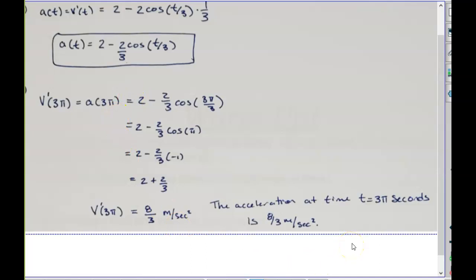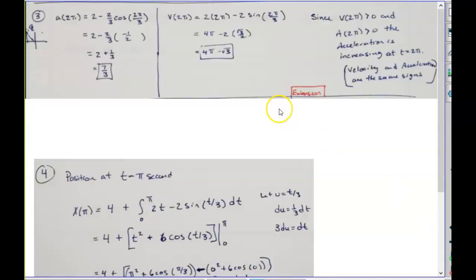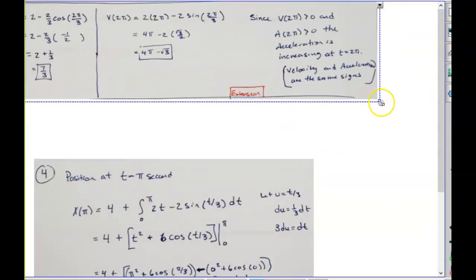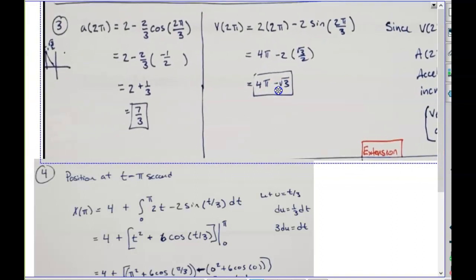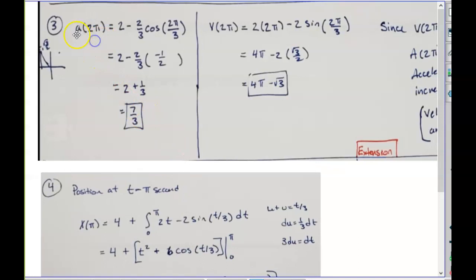So, all right, number 3. Is the particle's acceleration increasing or decreasing? So if acceleration is increasing or decreasing, we have to check 2 things. We have to check the velocity and the acceleration. So here's what I did for number 3. I'll make this bigger and then just show you the pieces. What I did for number 3 was I tested the acceleration at 2 pi.